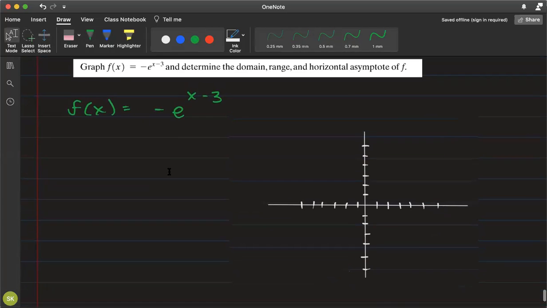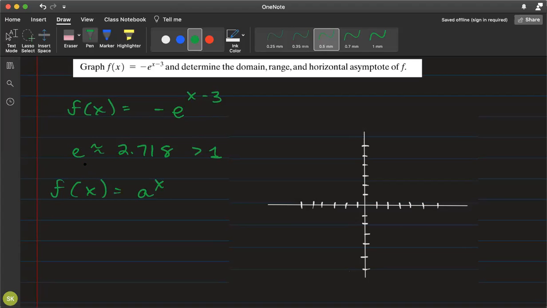It's actually not bad at all, because this number, the number e, is about 2.718, which is greater than 1. So this is an exponential function where this number is greater than 1. So we have a function like this, a to the x, where this a is e. So it's going to look like that graph we talked about. It's going to just look like this. So let's graph this e to the x.